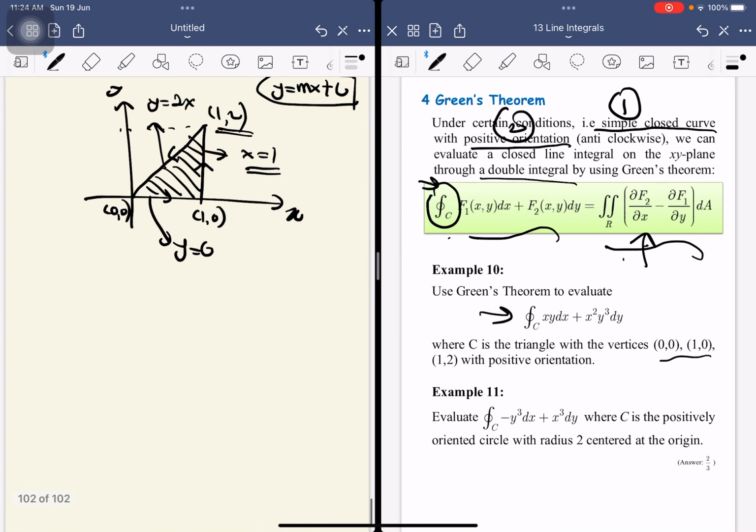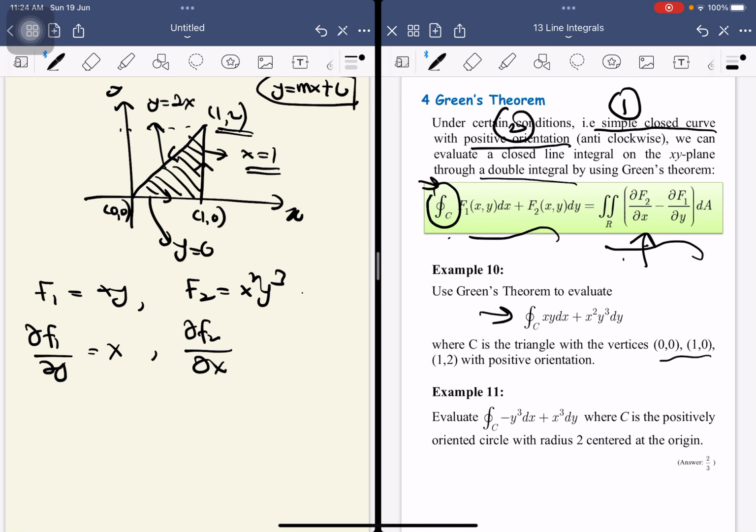Based on the given question, we know that f1 is equal to xy and f2 is equal to x squared y to the power of 3. For f1, we differentiate with respect to y, so we get x. For f2, we differentiate with respect to x, so it's going to be 2xy to the power of 3.